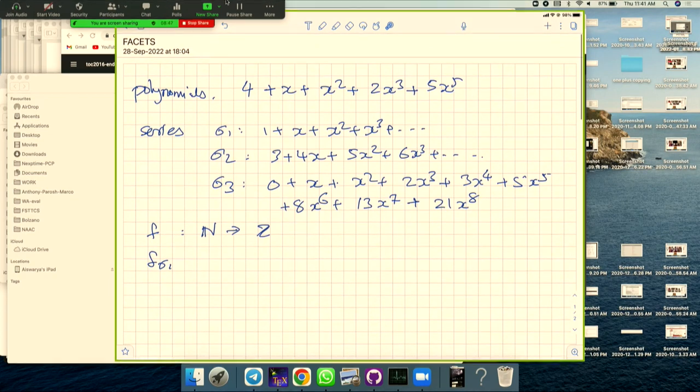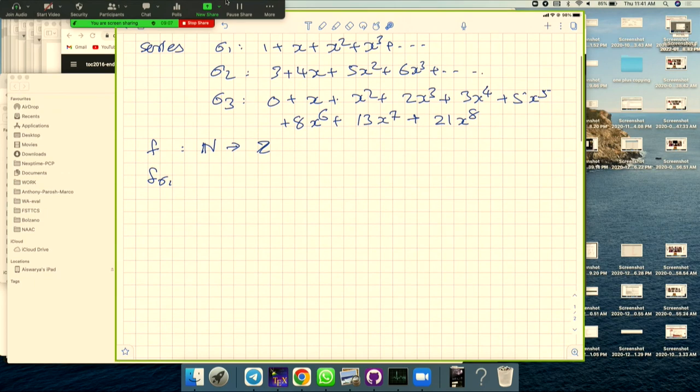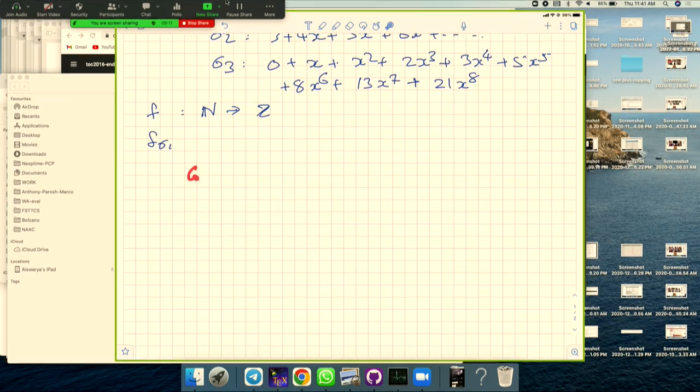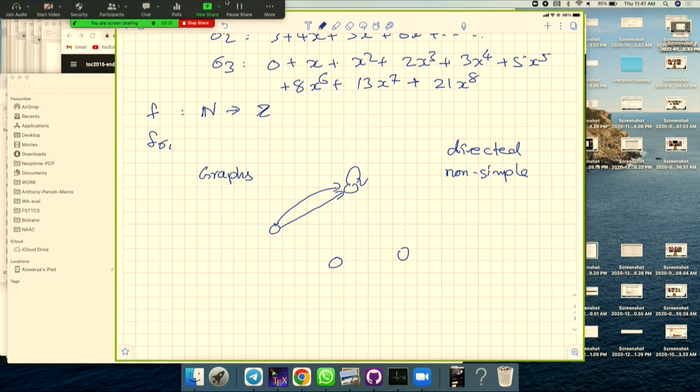So in this talk, in this 1 hour, what we will see is some way of representing such series or such functions by graphs. How many of you are familiar with graphs? All of you know what graphs are, okay? So what we will draw is a finite graph, okay? So for example, there can be loops. This is a directed graph, and they need not be simple. So between the same pair of vertices, there may be multiple edges. Okay.